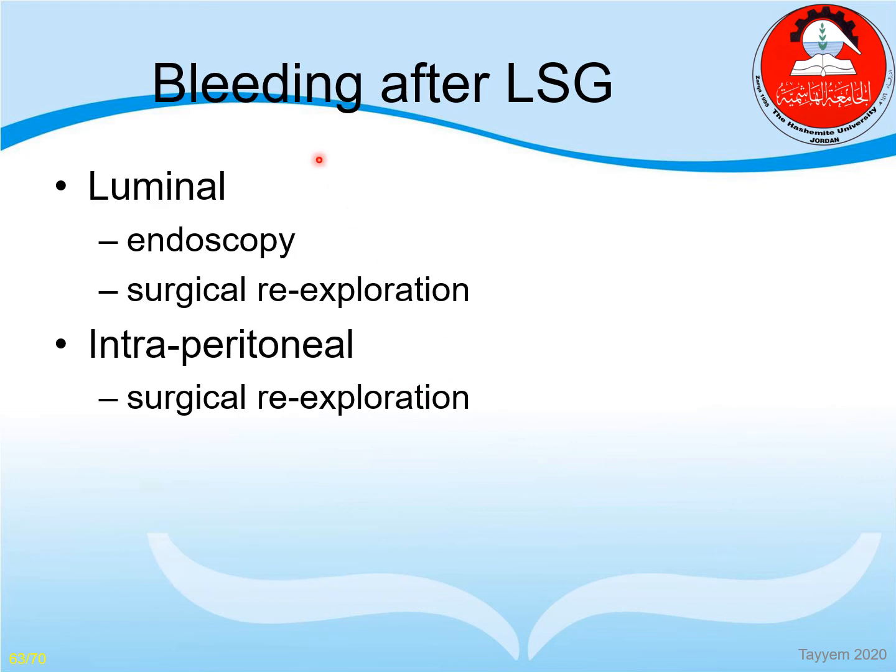Bleeding after sleeve gastrectomy: luminal bleeding, you can control it by endoscopy or surgical re-exploration. If it's intraperitoneal, then surgical exploration is mandatory if the patient is unstable.